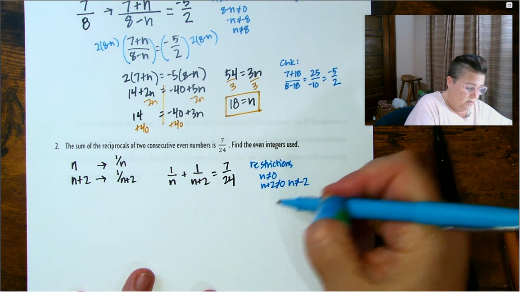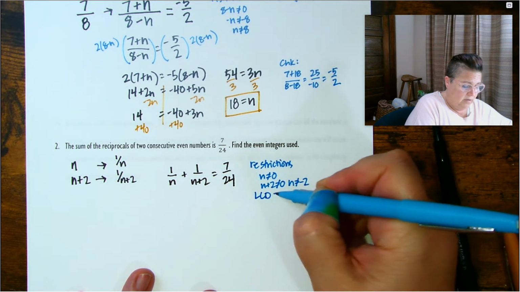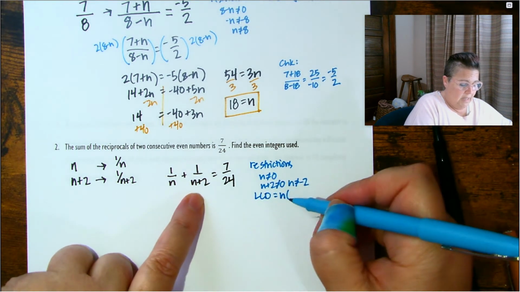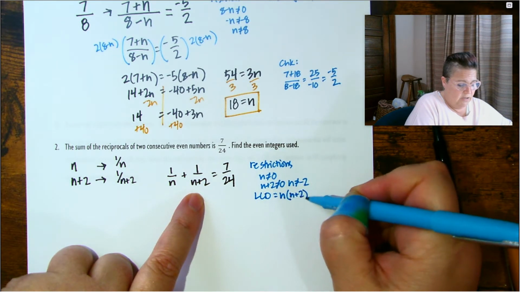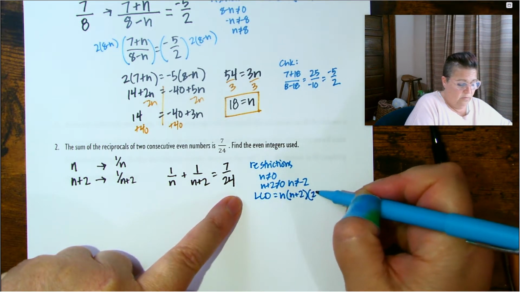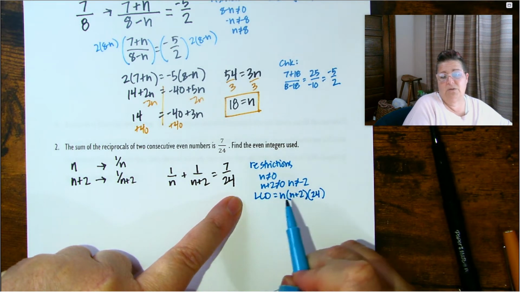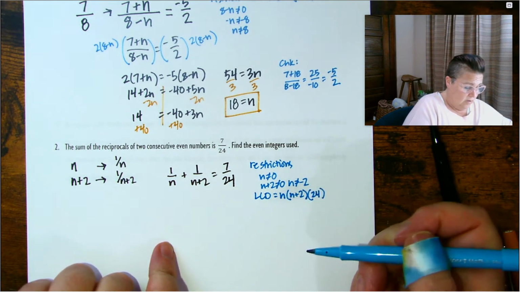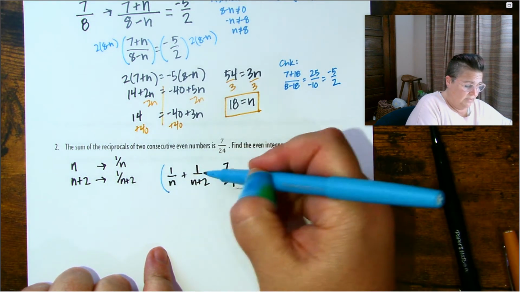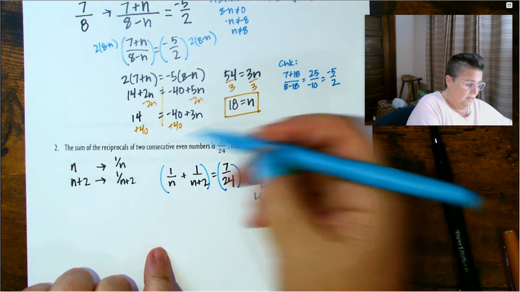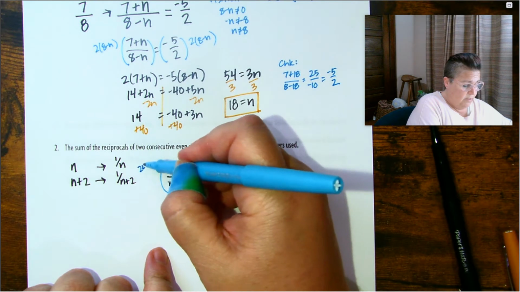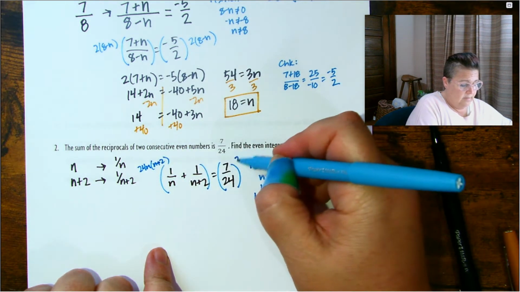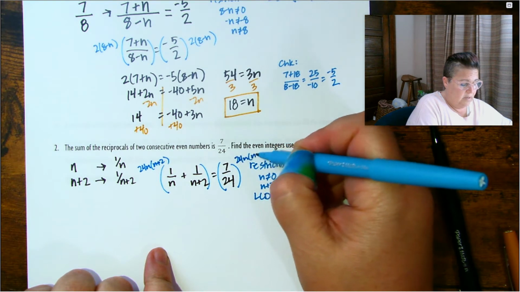And I need to look for the lowest common denominator, which will use n from the first term, the n plus 2 from the second term, and the 24 from the third term. I need to use all of these as there's no overlap between them. So I'm now going to take the left side and the right side and multiply each of them by 24n times n plus 2. And on this side, 24n times n plus 2.